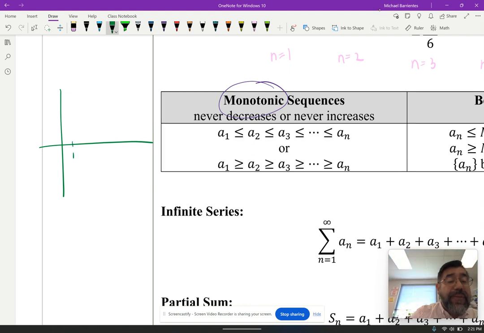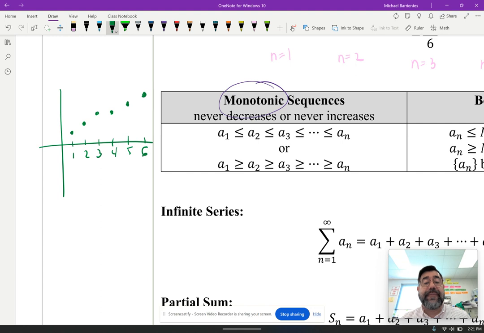So for the first term, maybe my value is there. For the second term, oh, this one's bigger. For the third term, oh, that one's bigger. For the fourth term, oh, maybe it's the same. For the fifth term, oh, that's bigger. But the idea is that it's never decreasing, right?